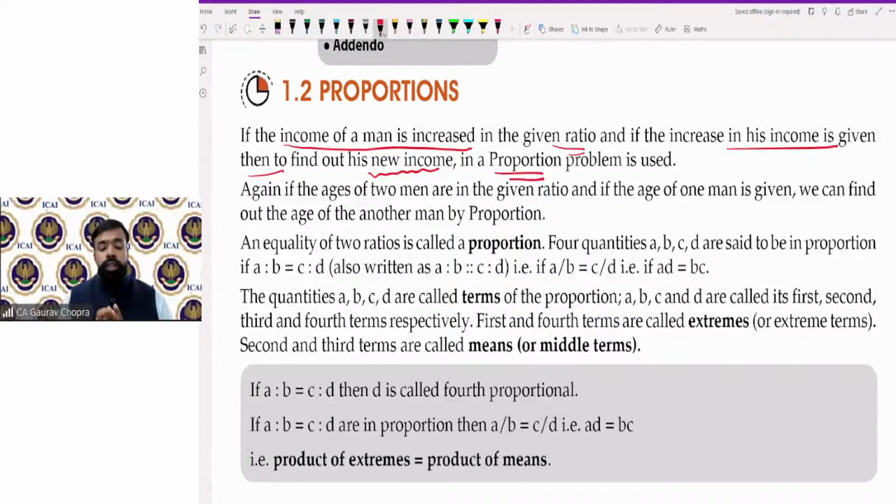नाउ proportion का यूज कैसे होता है, और सबसे इंपॉर्टेंट हम किसको proportion बोलेंगे, तो फर्स्ट थिंग इज एन इक्वालिटी ऑफ टू रेशियोज. जब दो रेशियो इक्वल हो जाते हैं, an equality of two ratios is known as proportion.